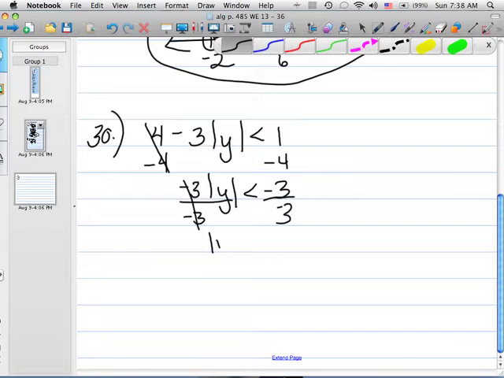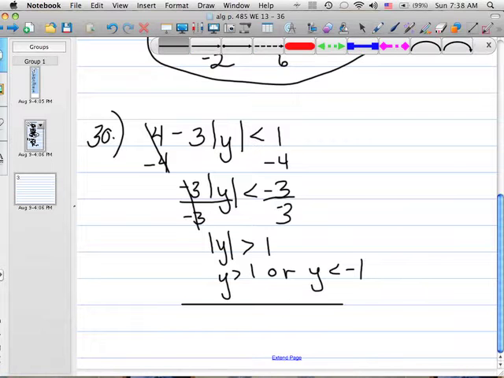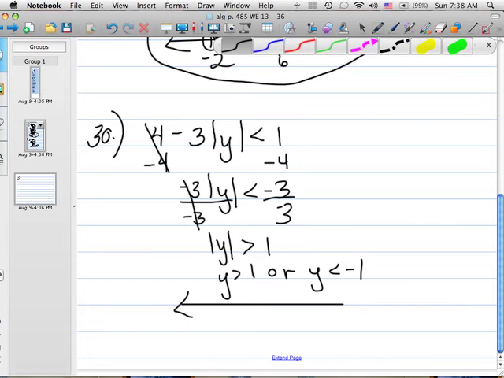It's going to be the absolute value of y, whereas you thought it might be a between problem, it's actually an Egyptian problem, is greater than 1. So y is greater than 1, or y is less than -1. And graphing that, we put an open circle at 1 shaded to the left, an open circle at 1 shaded to the right. And you can check to see that those work.